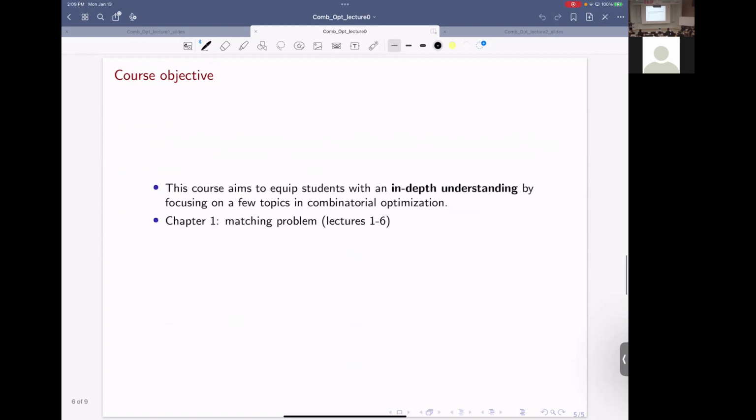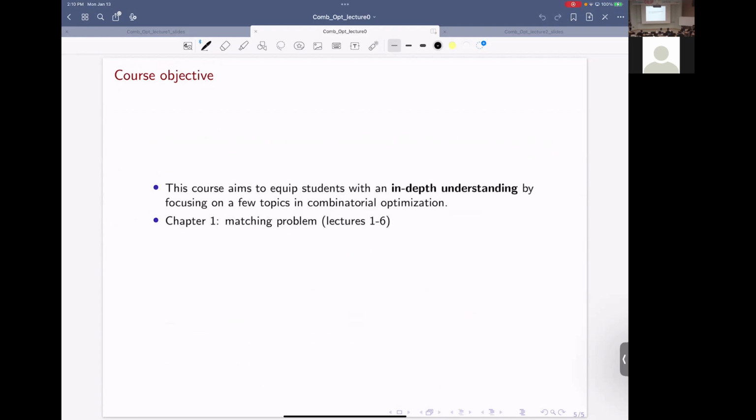The first half, we'll just focus on something called the matching problem. Has anyone heard of this matching problem? Could you raise your hand, please? About half of you. So the matching problem is easy in the sense that we have a polynomial time algorithm.